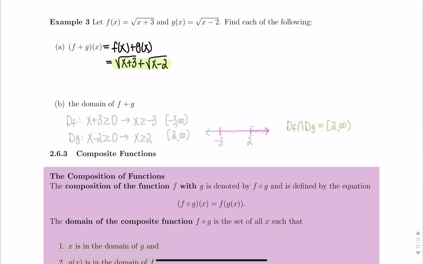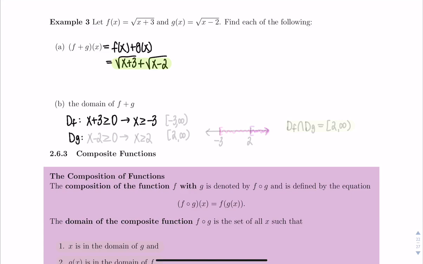Now the domain. So the first thing we need to do is look at the domain of f(x) and the domain of g(x) because we have even roots on both of them. So the domain of f, remember whenever it's an even root, we set the inside piece greater than or equal to 0. So x plus 3 is greater than or equal to 0. But that just means that x is greater than or equal to negative 3.